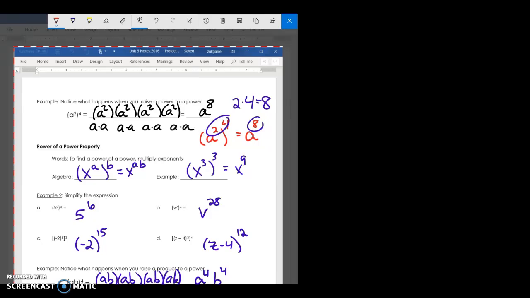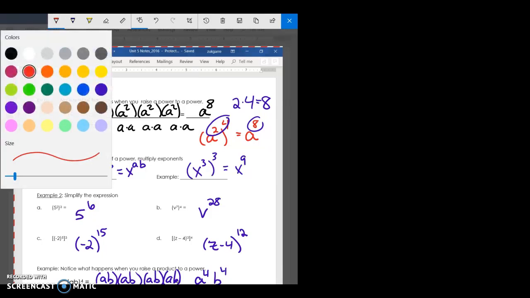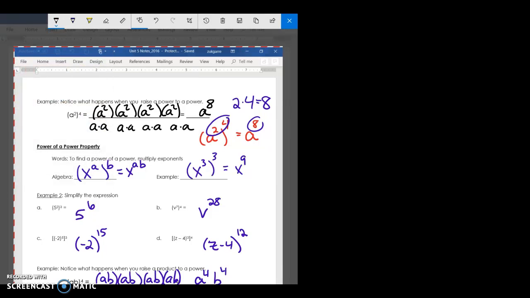Okay, so notice the difference between these two. In C, the negative was on the inside, so we multiplied negative 3 by negative 3, and it became positive. But for D, the negative's on the outside, so we multiply that at the end. So that's why that one's negative. Let's circle our final answers here. Notice the difference between C and D.